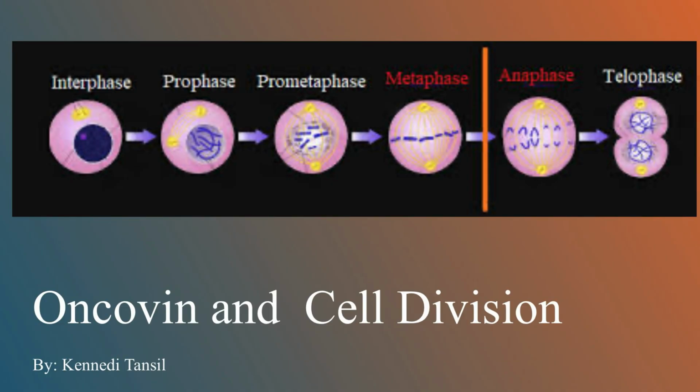Oncovin, which is one of the focuses of today's discussion, prevents cancer cells from dividing by targeting a specific protein involved in cell division called tubulin. Rather than directly damaging DNA, Oncovin interferes with the machinery the cell needs to successfully complete mitosis. This unique approach is vital in halting the rapid spread of cancer cells.